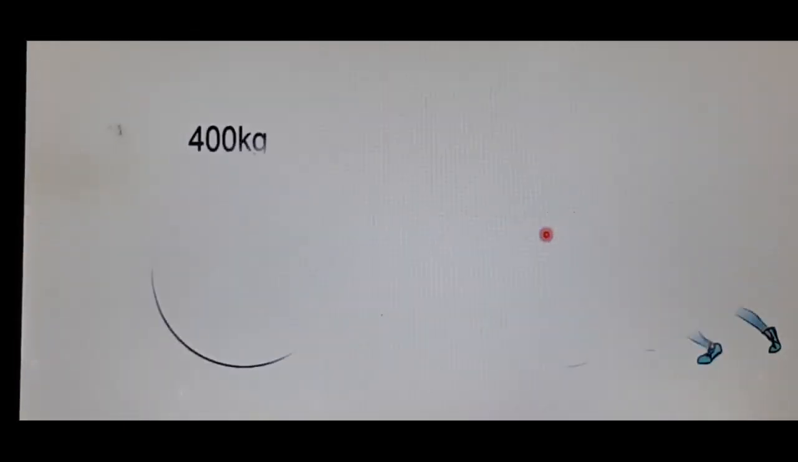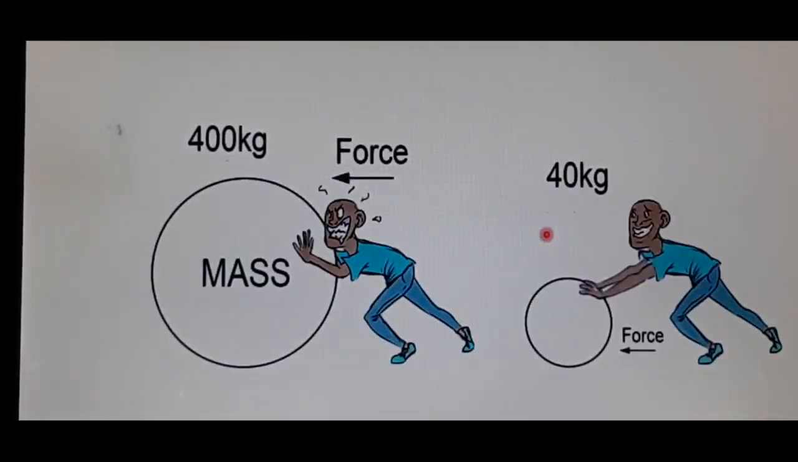Now let's see. Here we have discussed force is directly proportional to mass. Which means if you are pushing something which has more mass, you have to apply more force. On the other hand, if an object has less mass, you have to apply less force, because force and mass are directly proportional to each other. Which means if mass is more, force will also be more. If mass is less, force will also be less.